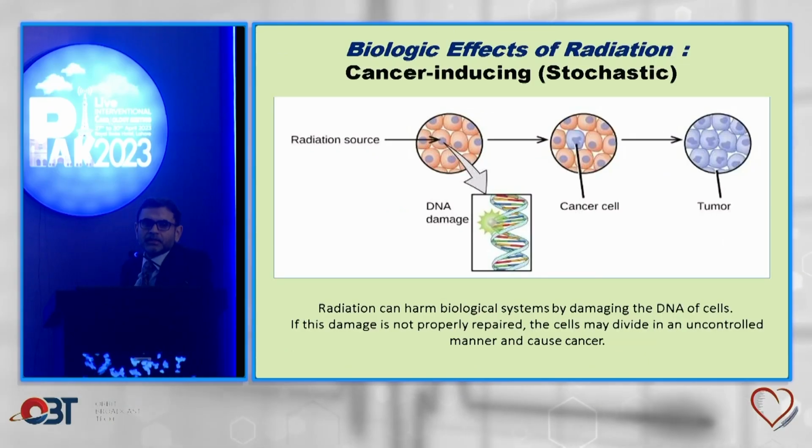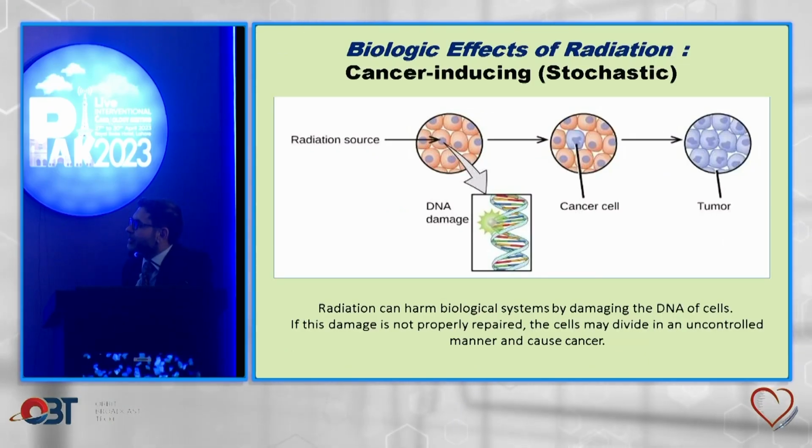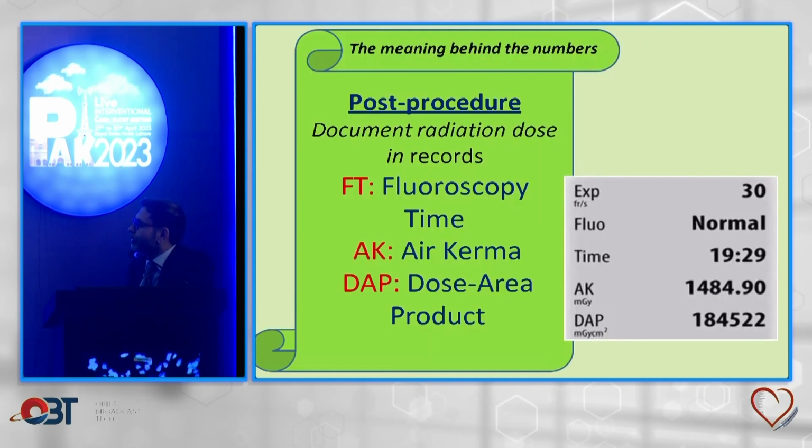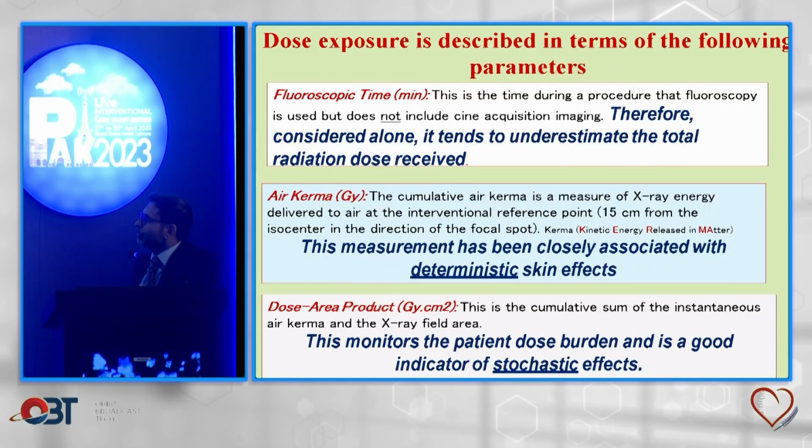Stochastic effects are the ones that usually cause cancer. So you get exposed to the radiation, it causes cancer cells, and it takes several months or maybe years or decades for it to develop. These are a few numbers that all of us get exposed to at the end of our procedure. Most of our screens would show this number. One is fluoroscopy time, one is air kerma, and one is DAP, which is dose area product. So what is fluoroscopy time?